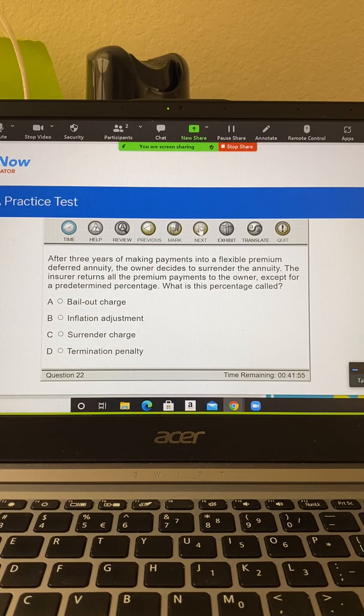After 3 years of making payments into a flexible premium deferred annuity, the owner decides to surrender the annuity. The insurer returns all the premium payments to the owner except for the predetermined percentage. What is the percentage called?